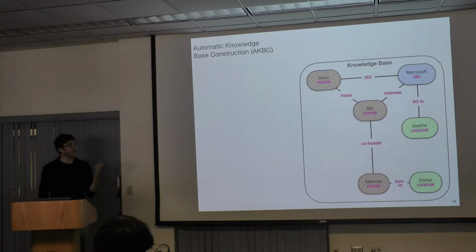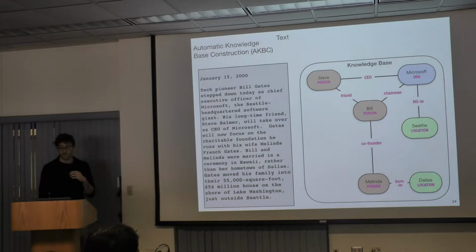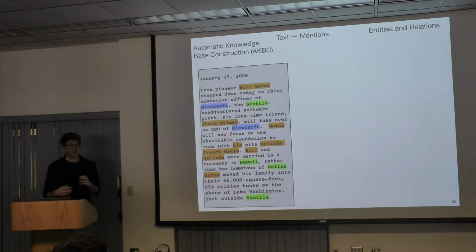The goal of automatic knowledge-base construction, or AKBC, is just that. We want to go from a corpus of unstructured text to a knowledge graph of entities and their relationships. To actually accomplish this takes a few steps. First, we're going to find all of the mentions in our documents of entities and concepts that we're interested in. So in this example, people, places, organizations.